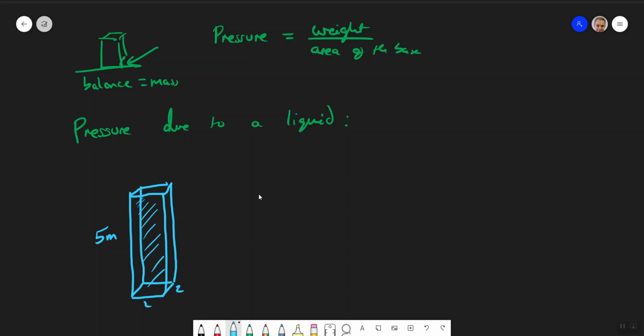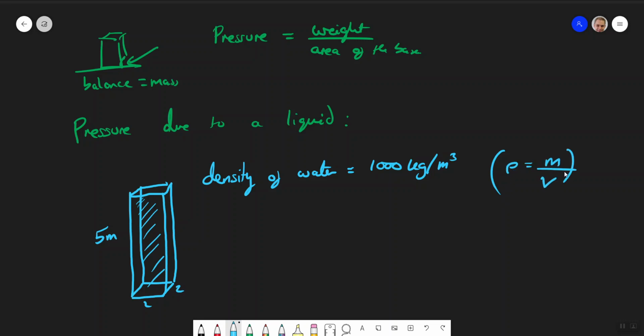And I'm going to tell you something about water. The density of water is equal to 1,000 kilograms per cubic meter. Remember that density is equal to mass over volume.